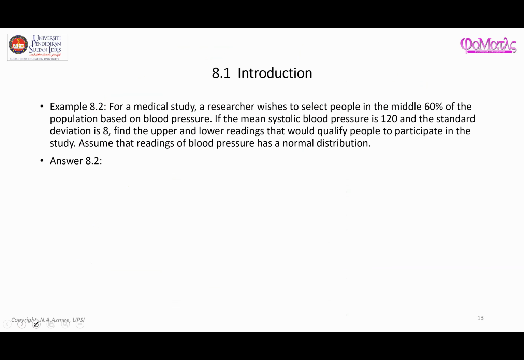right, let's look at the next example here. For a medical study, a researcher wishes to select people in the middle 60% of the population based on blood pressure. So if the mean systolic blood pressure is 120, and the standard deviation is 8, find the upper and lower readings that would qualify people to participate in the study. Assume that readings of blood pressure have a normal distribution.